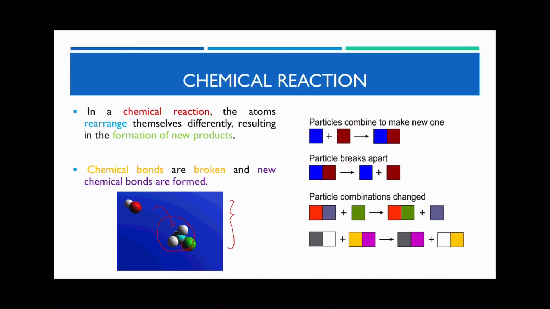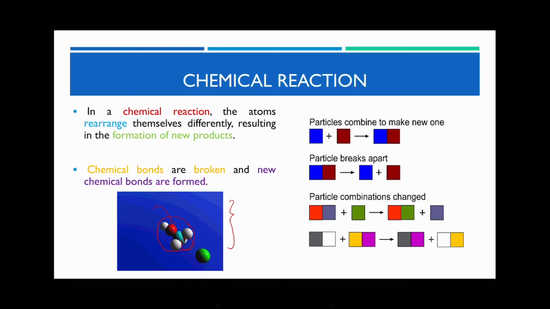On the right hand side, some of the chemical reactions you might see are when you've got two particles that merge together to form a new substance. That's an example of a chemical reaction. Another example is where you've got one huge molecule or compound, and in the reaction the individual atoms separate from one another, creating new substances. That's also a chemical reaction.